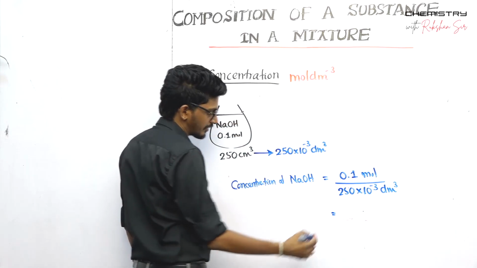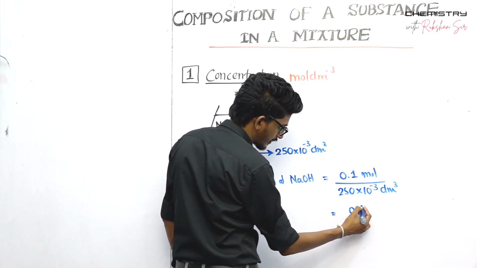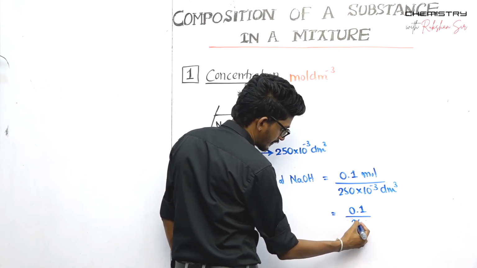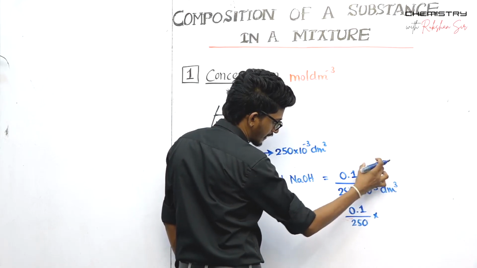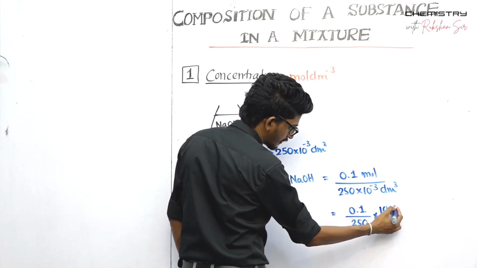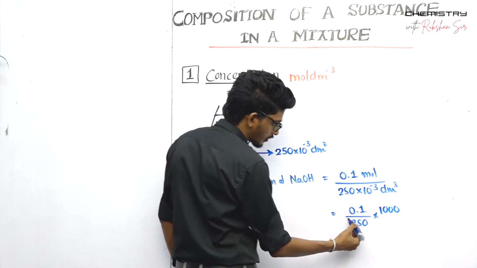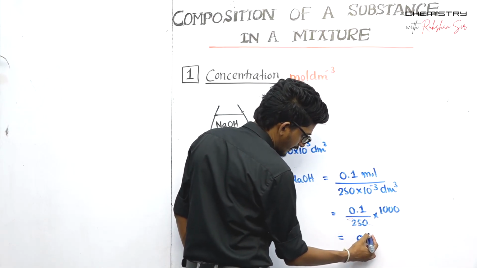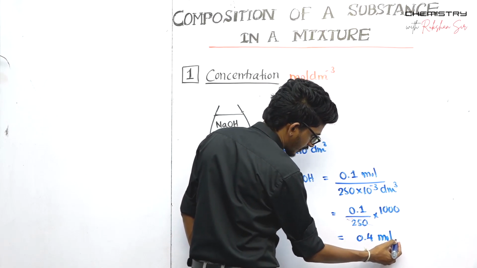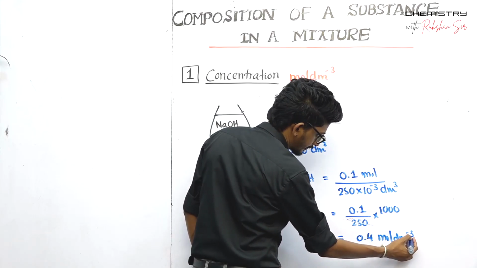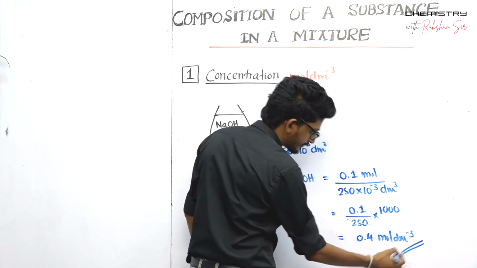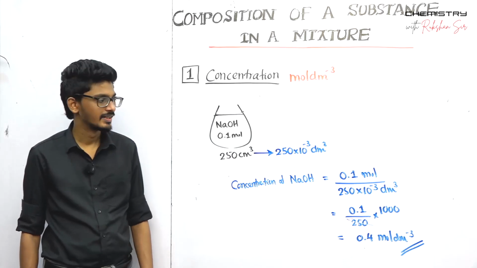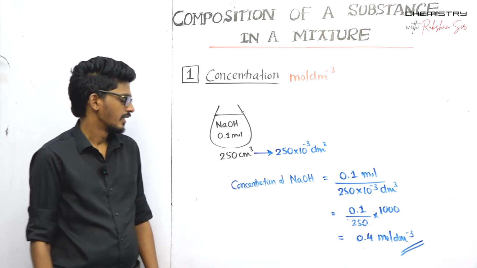So we can simplify this. It's going to be 0.1 over 250 into 10 to the power minus 3. When it comes up, it is going to be 1000, so this will cancel off, and it will give you 0.4 moles per decimeter cube. That is a very simple calculation with the use of concentration.